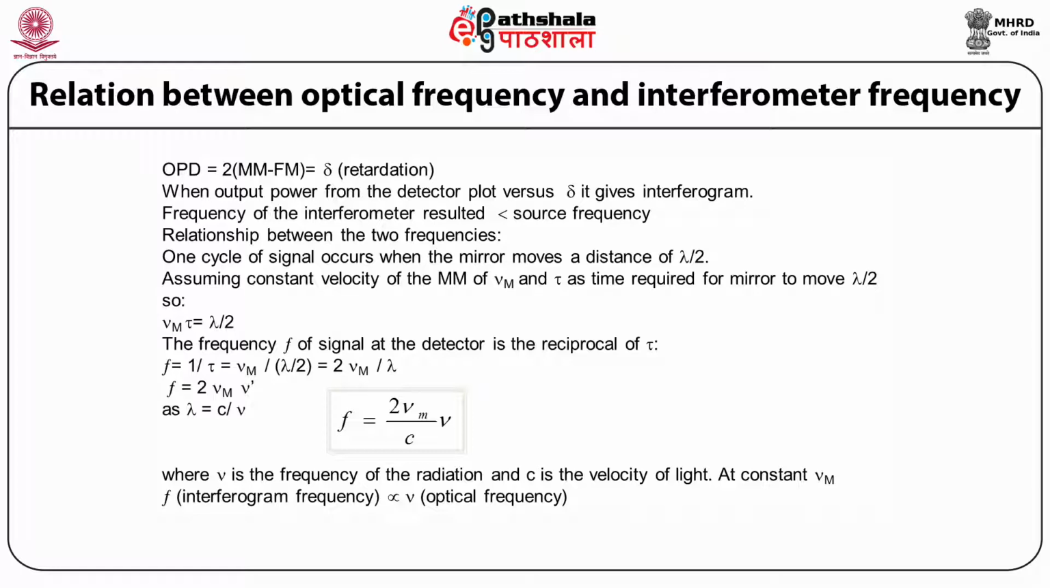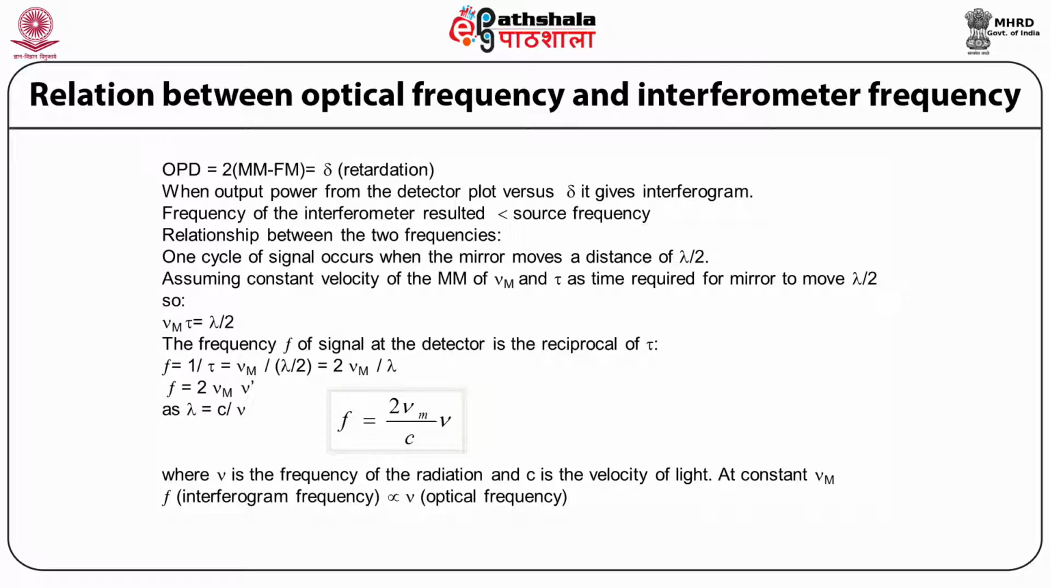The relationship between the two frequencies is given as follows: 1 cycle of signal occurs when the mirror moves a distance of lambda by 2. Assuming a constant velocity of the mirror, Vm, and tau as the time required for the mirror to move lambda by 2, so Vm tau equals lambda by 2.